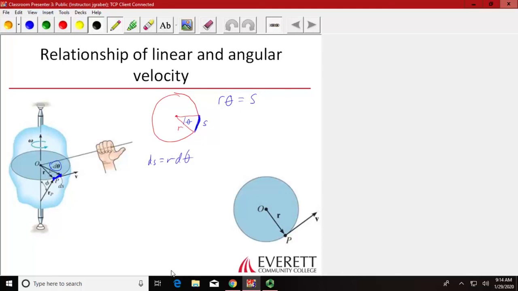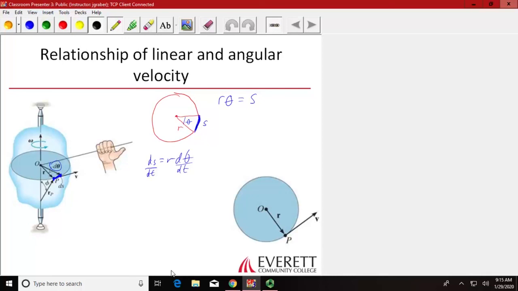We don't always want to just talk about how many thetas we've done, like how far have we rotated. We might want to say, how fast is P going? In velocity, in translation. Okay, once we have that equation, we're going to divide both sides by some amount of time, a little tiny amount of time that we call dt. ds/dt equals r d theta/dt.